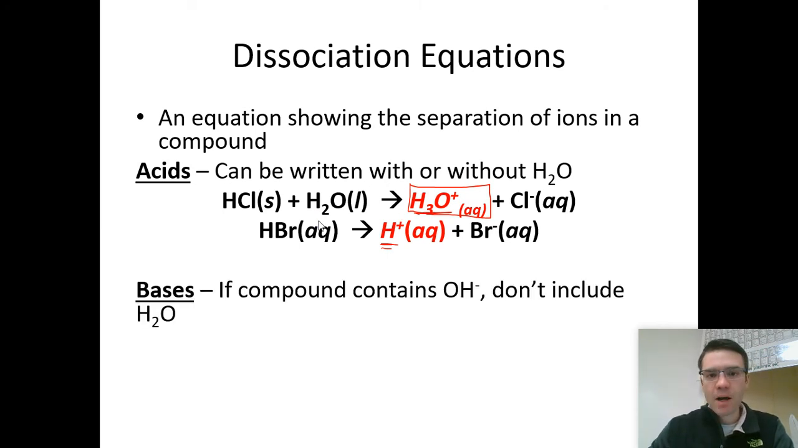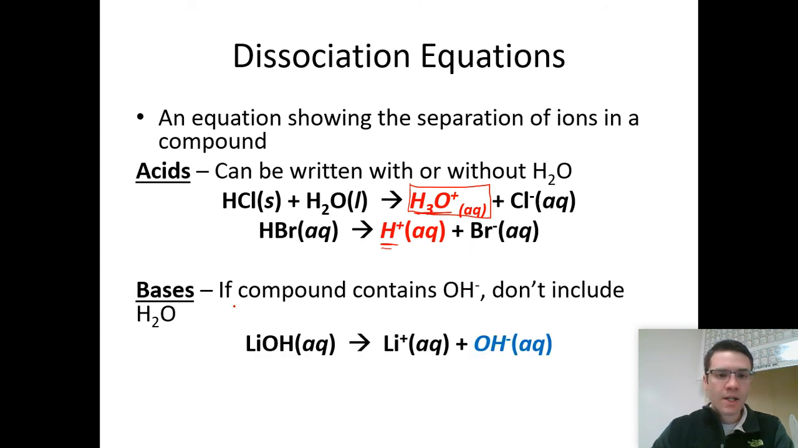For bases, if the compound contains hydroxide, you don't have to include the H2O. We saw that earlier. You can just dissociate it and say, here's what happens to my compound that has hydroxide. I break it into a metal and the hydroxide. And this is what I care about. This is what's defining it as a base under the Arrhenius definition.